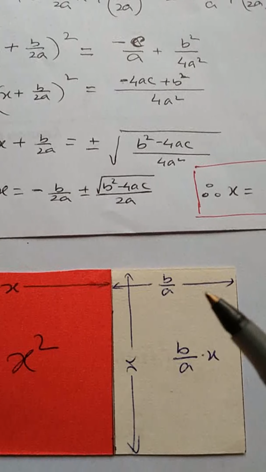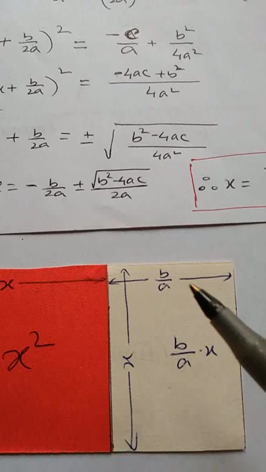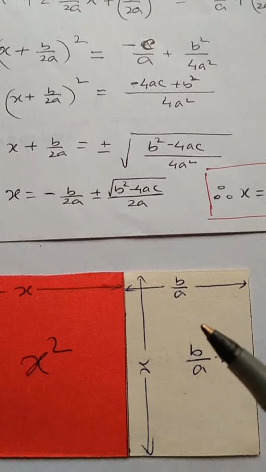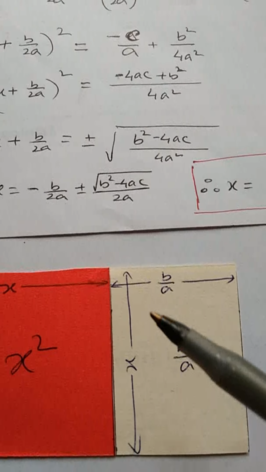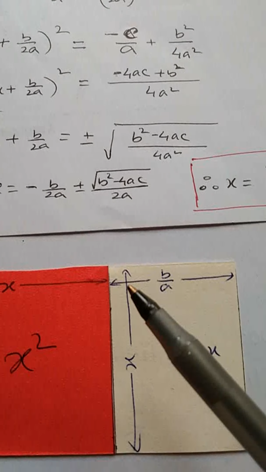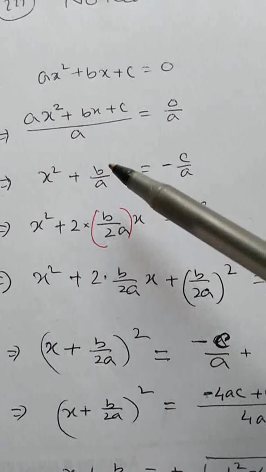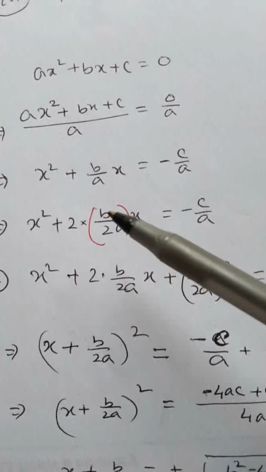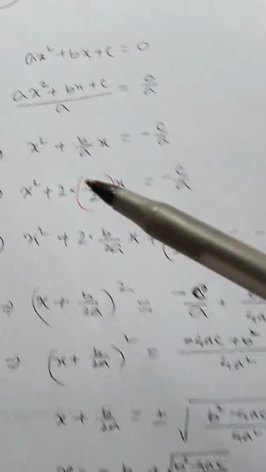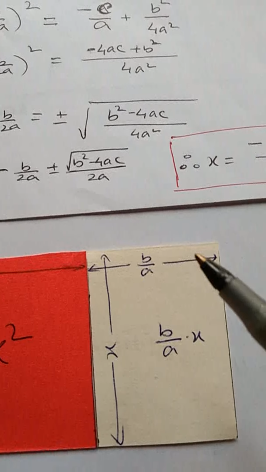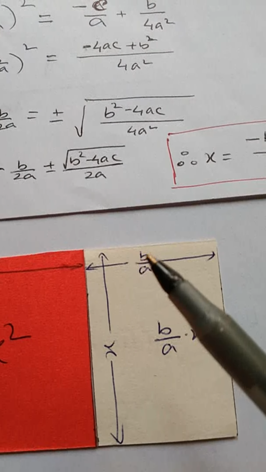So here we have taken one rectangle whose length is x and the breadth is b by a. Now what we will do, this rectangle will be divided into two equal parts so that the length is x and the breadth will be half of b by a, which we have done here also. This b by a we have converted into two parts of b by 2a. Same thing we'll do here also. This b by a part will be divided into two equal parts, so one part's breadth will be b by 2a.